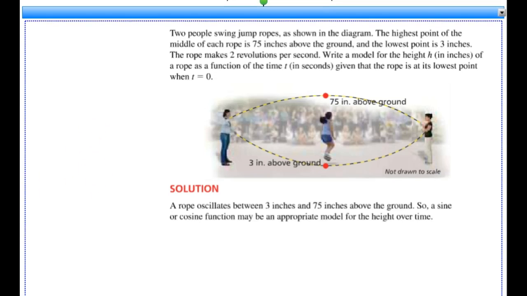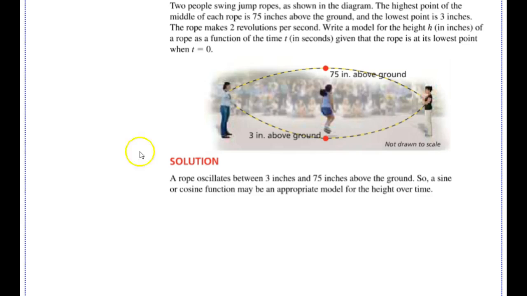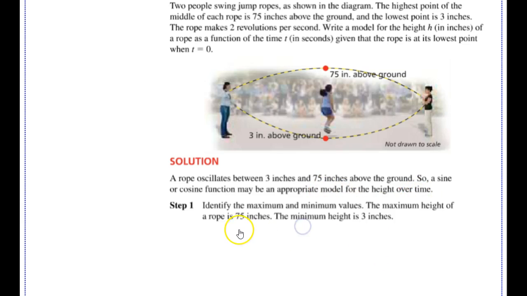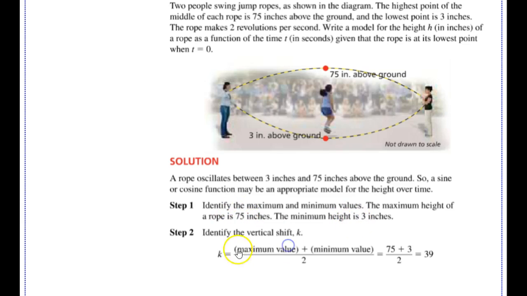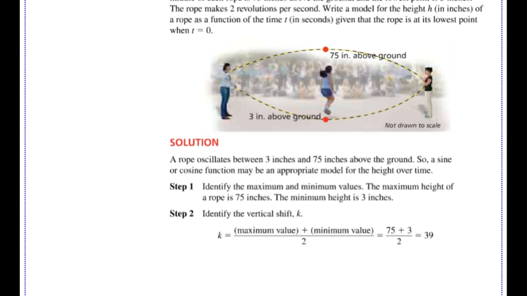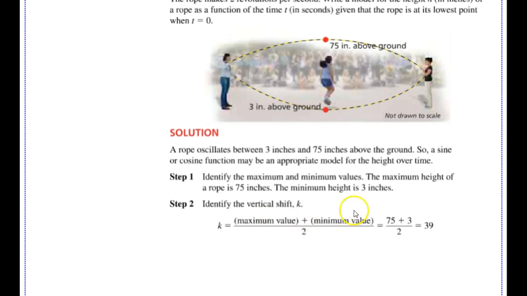Okay, so we have all the information we need. I see here that my rope oscillates between 3 inches and 75 inches above the ground. So I want to use sine or cosine because it's going to go up to 75 and back down to 3, and then up to 75 and back down to 3 and up. So I know I can use sine or cosine. First I find my maximum and minimum, which is 75 and 3. Then I can figure out my vertical shift: I take my maximum plus my minimum and divide it by 2. So my k value for this one is 39.